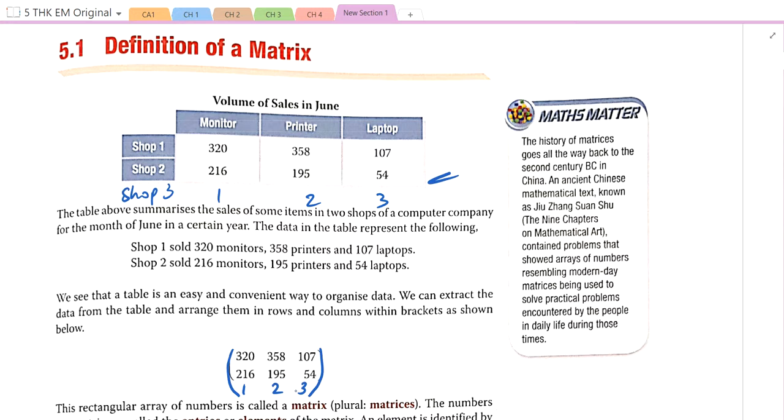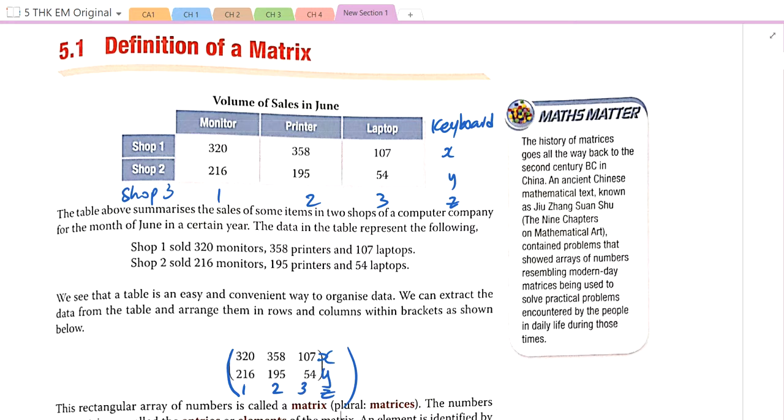Can you imagine if there is another column? You must know the difference between row and column. Columns are vertical, rows are horizontal. So if I have another column that says keyboard, and this is X, Y, and Z, I'll include another column, X, Y, and Z over here. So matrices can be very, very big. The bigger it is, the more information it contains.